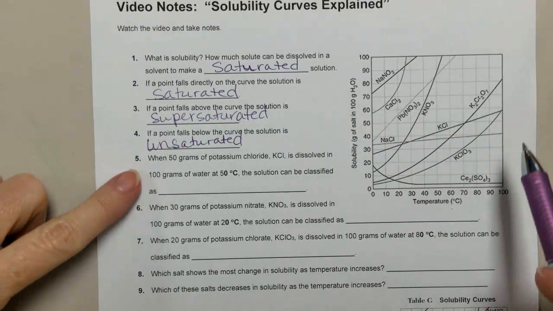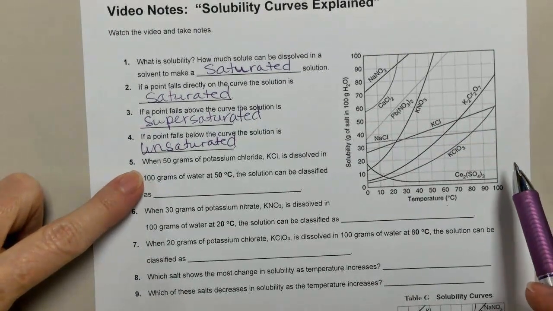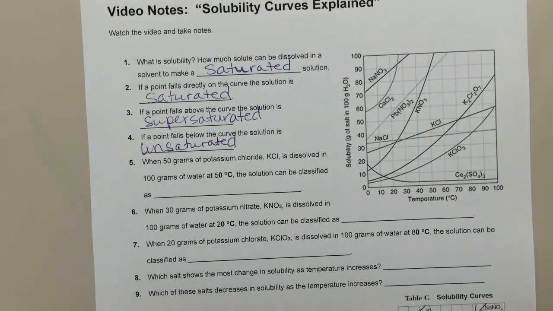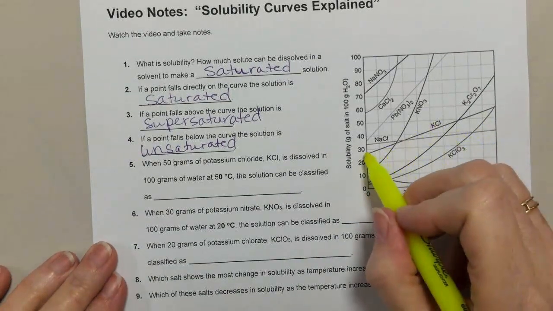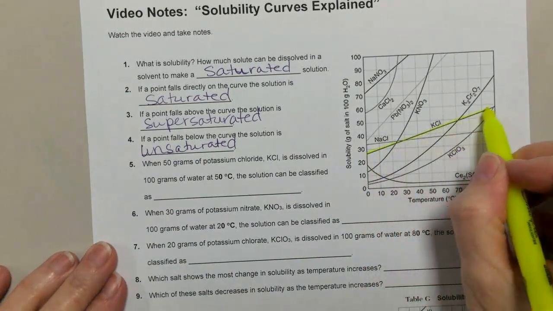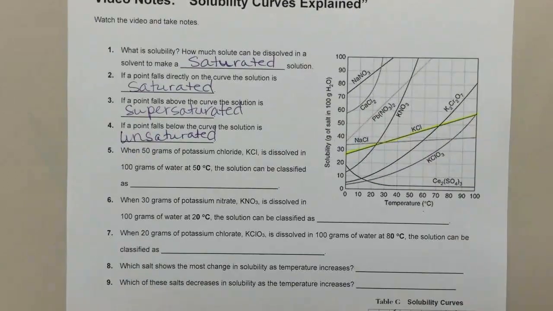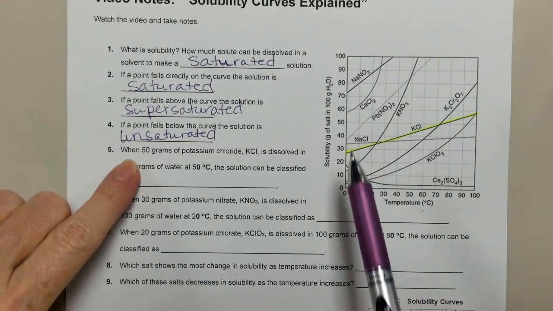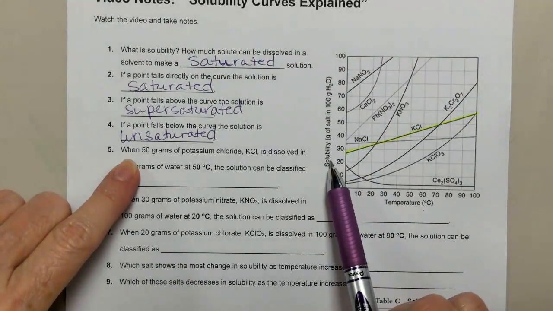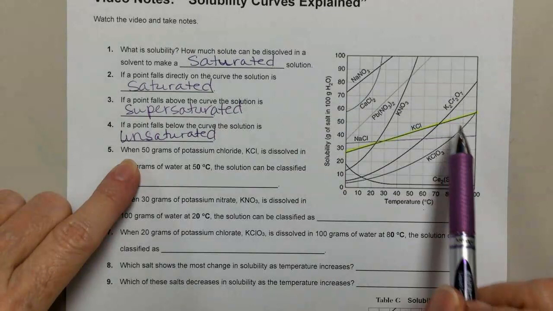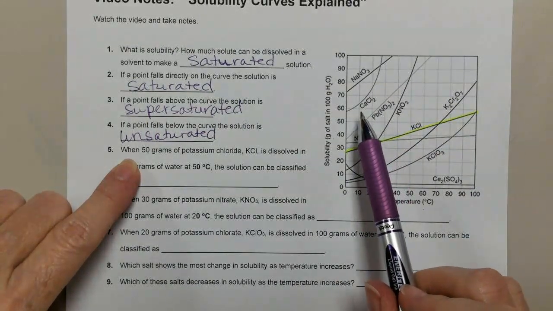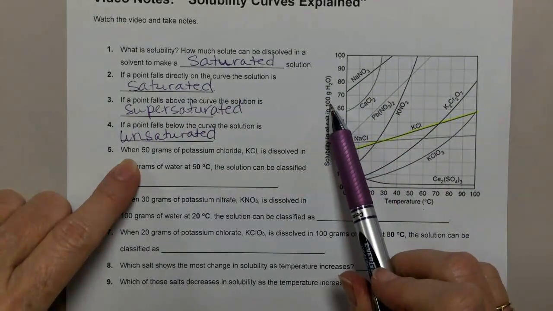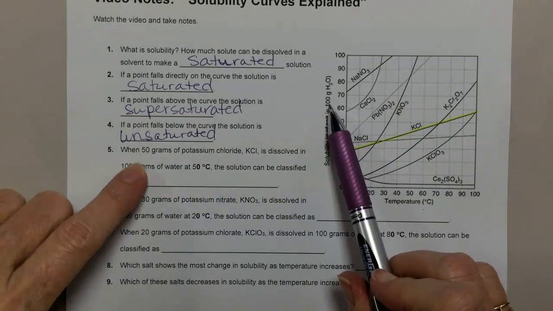Okay, so let's look at some of these. When 50 grams of potassium chloride. So what you need to do is find your line. My suggestion, if you're having troubles with these, is to highlight it. There's my KCl line, potassium chloride. I highlighted it yellow, so I know what line I'm talking about. I'm going to find 50 grams because this is your solubility, grams of this salt. These are all salts, by the way, in 100 grams of water.